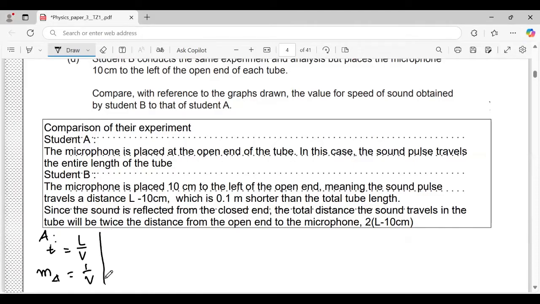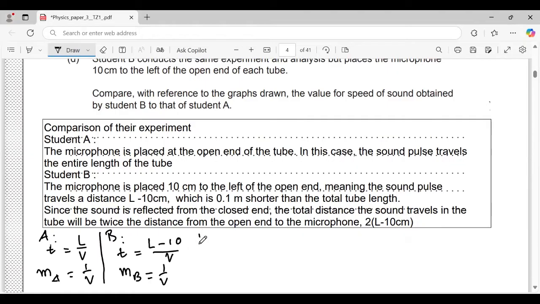So what about student B? Student B has the time equation L minus 10 over V, and its gradient is 1 over V also. So you may compare gradient A and gradient B: they are the same, 1 over V, 1 over V. Okay, the same as one another.